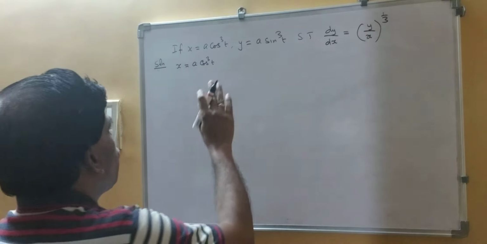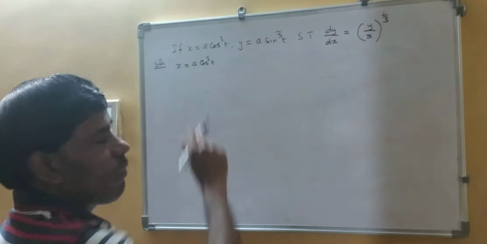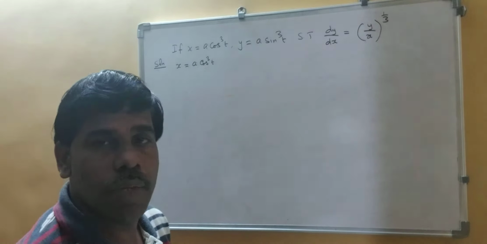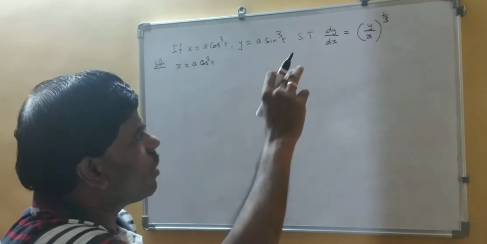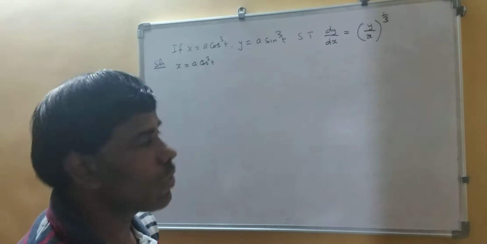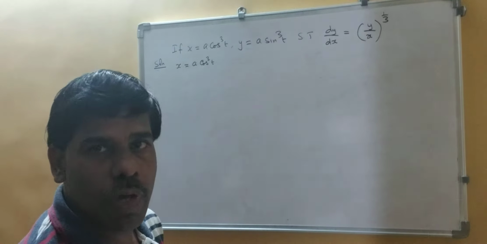Now, this is one of the most important sums. What is given is x = a cos³t, y = a sin³t. If so, then we have to prove some result. What is the result which you are going to prove? dy/dx = (y/x)^(1/3).